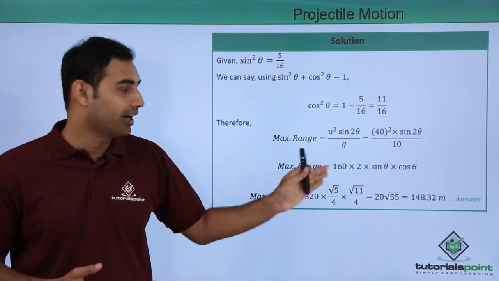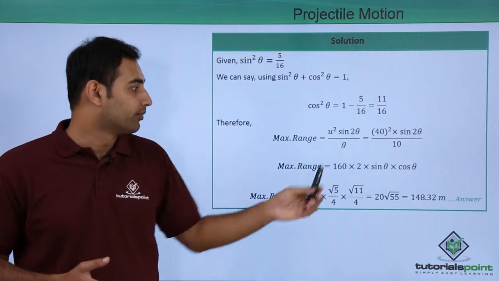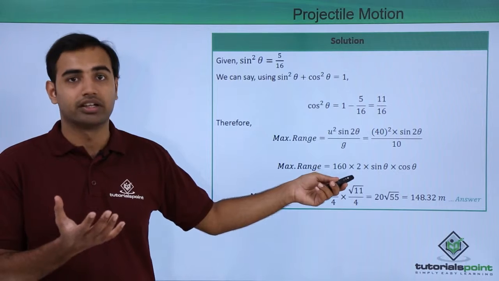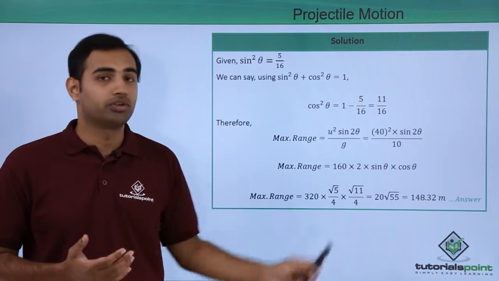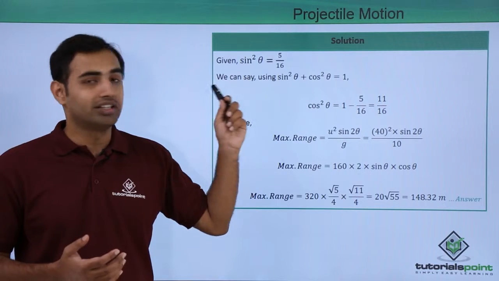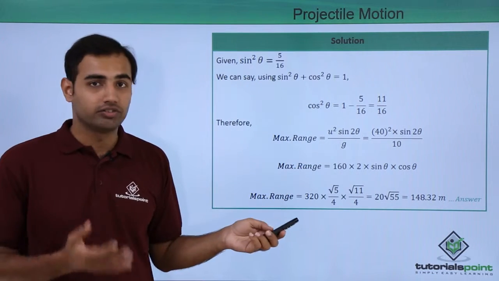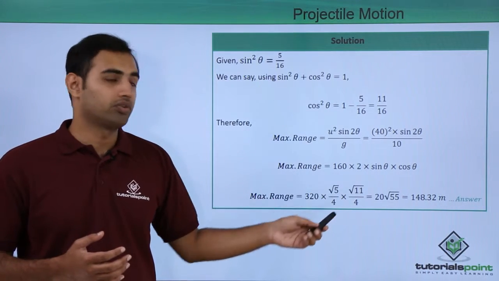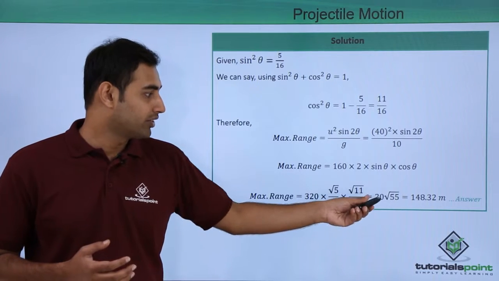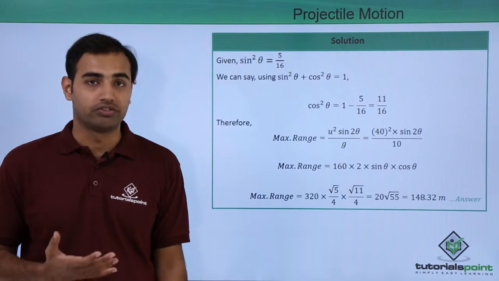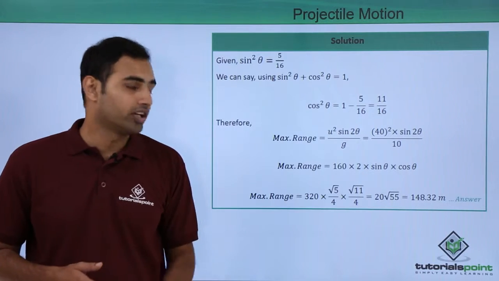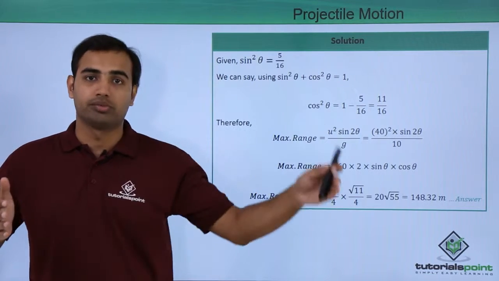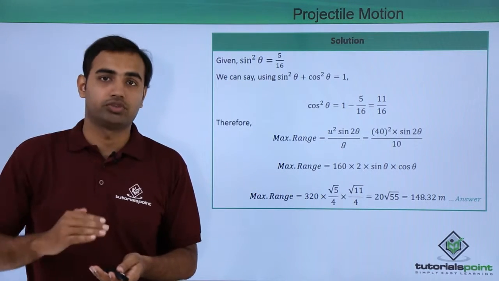Now we'll take the formula for maximum range, which is u square sine 2 theta by g, and we'll put the value of u square and g, which is 40 square and 10. Now maximum range essentially simplifies itself into 160 multiplied by sine 2 theta, which has been expanded as 2 sine theta into cos theta. Now we have found the value of cos square theta and sine square theta, so we'll put the value of each of them directly, which will come out to be 320 into square root of 5 upon 4 into square root of 11 upon 4. If I simplify this value, it comes out to be 20 multiplied by square root of 55, which upon simplification gives me 148.32 meters. So this is the maximum possible range to which I can throw the ball in order to not hit a ceiling wall which is 25 meters high.